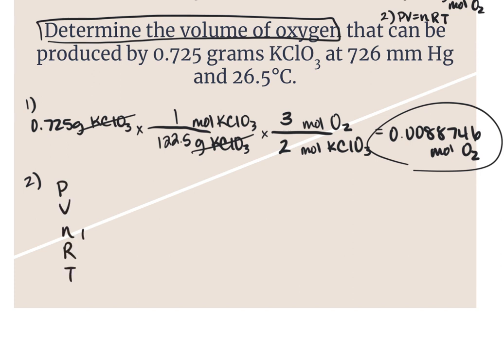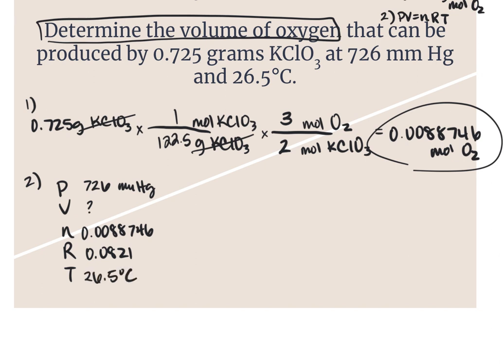Now that I've figured that out, I'm ready to use PV equals nRT because now I know n is 0.0088746. My volume is unknown. That's what I'm trying to figure out. My pressure is 726 millimeters of mercury. R is always 0.0821. And our temperature is 26.5 degrees Celsius.